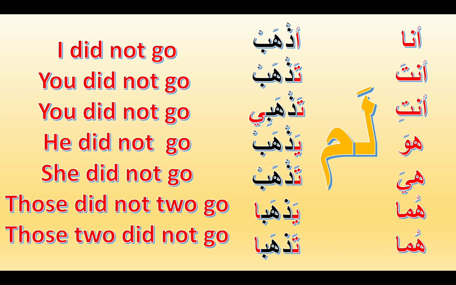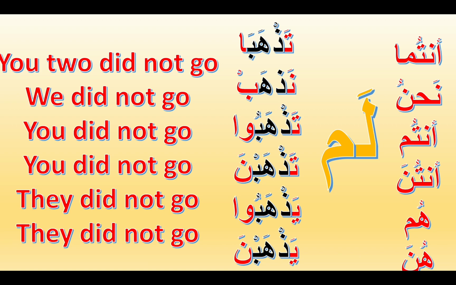هو لم يذهب. هي لم تذهب. هما لم يذهبا. Now normally it's يذهبان, but because we're in the jussive and we're negating the past, it's هما لم يذهبا. The same thing for the huma for the female. هما لم تذهبا. أنتما, which can be for two males or two females. أنتما لم تذهبا.